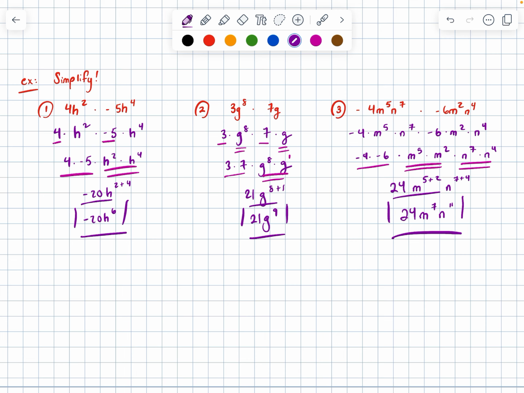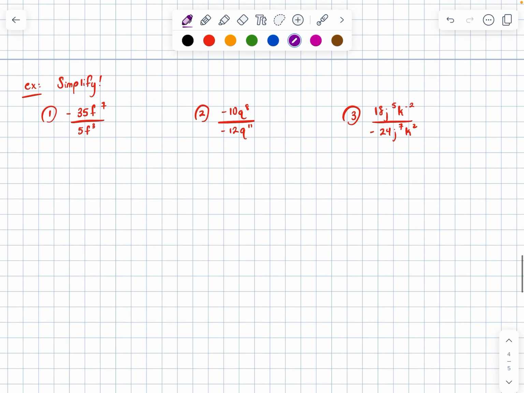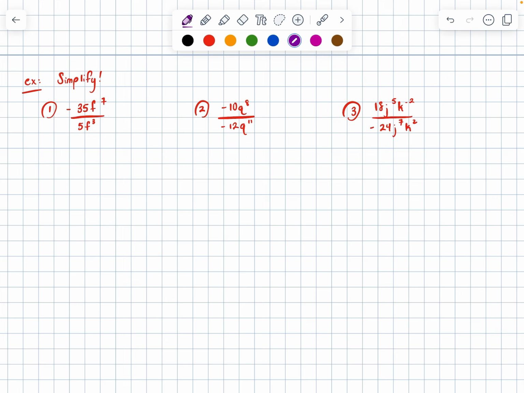Now that we've done some multiplication, what do you think is coming next? You might have guessed it. It's division. Let's try it. We'll do number 1 together, and then I'll set you loose on number 2 and 3. I would encourage you, pause the video, try and figure out number 1 by yourself first before we do it as a class. But now's my time to do number 1.